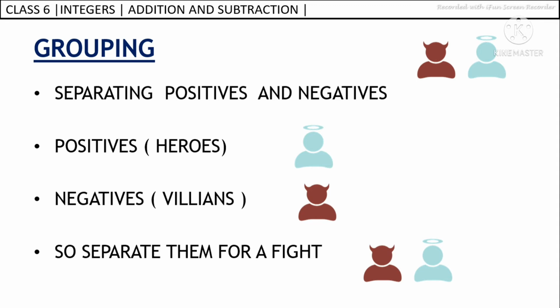So here there is a rule in this fight that each hero fights with each villain. So one hero and one villain will fight with each other, and the left out will be the winner. So that's the simple logic. One hero fights with one villain, and who is left out, those are the winners. So let's see here.